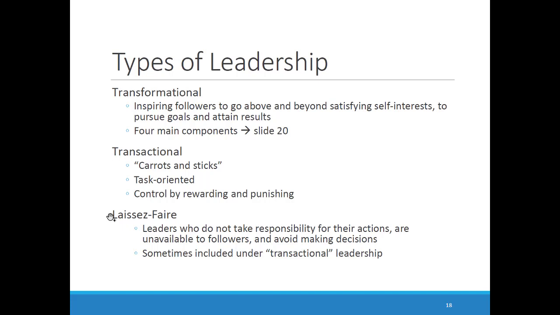And the third type is called laissez-faire. This is a type of leadership when leaders don't take responsibility for their actions. They are oftentimes unavailable to followers, and they avoid making decisions. It's almost like non-leadership. Laissez-faire leadership is sometimes included under transactional leadership, and I believe that's the way it's included in your textbook.